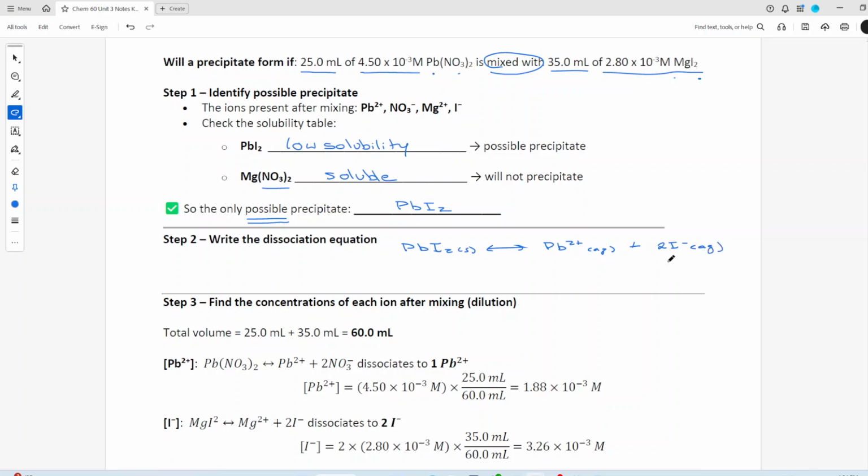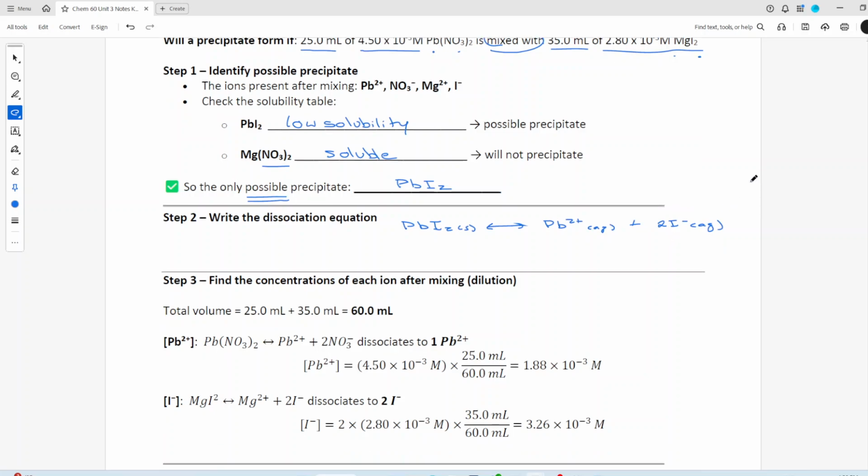Then we have to find the concentration of lead and iodide so that we can multiply them together to find a trial product constant and see if a precipitate will form. Because there's mixing, there's dilution. So we need to find the concentration of lead ions in solution and the concentration of iodide ions in solution first. To find the concentration of the lead ions, this is the lead nitrate, right?